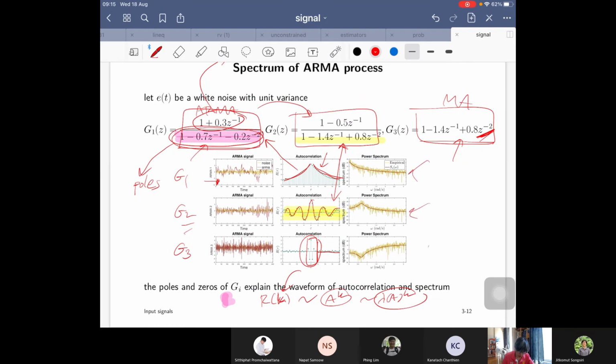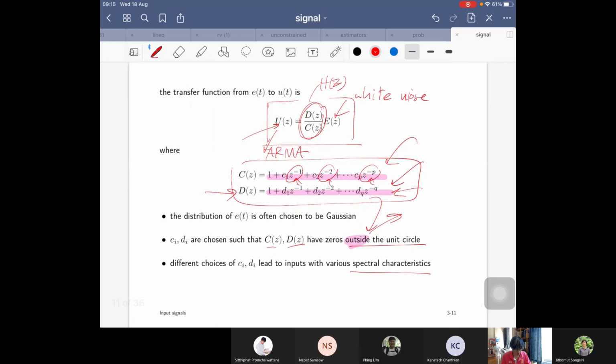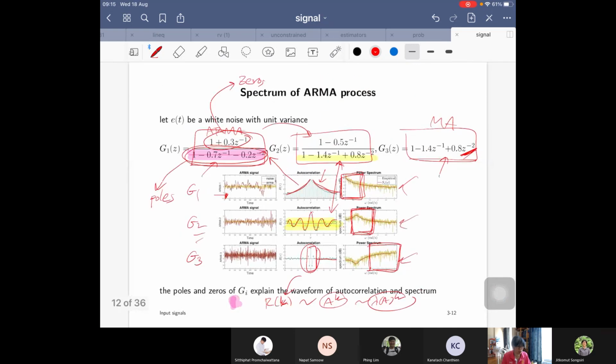And you see different spectra as well. The first one has higher power at the low frequency part. The second one has significant power at the mid band, and G3 has higher power at the higher frequencies. So these are the results of playing with the ARMA coefficients, so that you get different characteristics of the input.